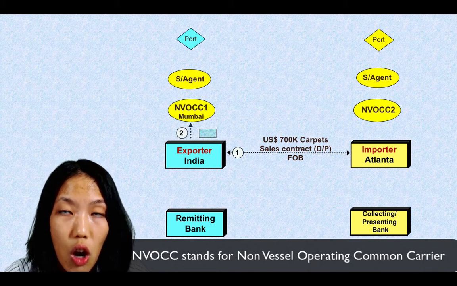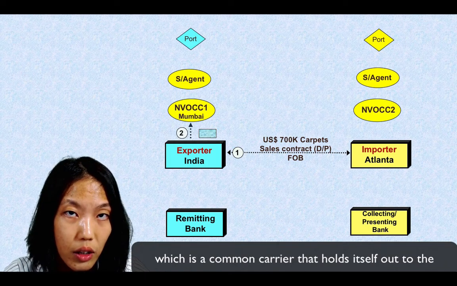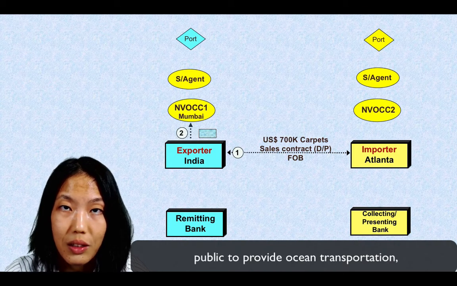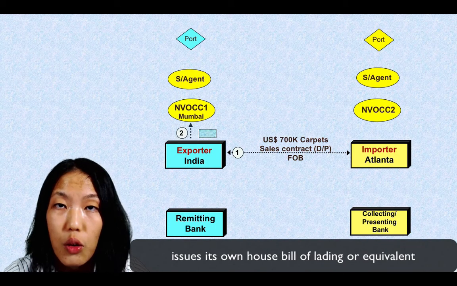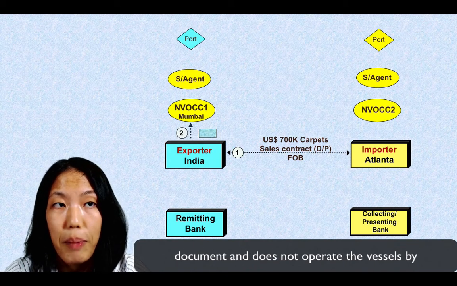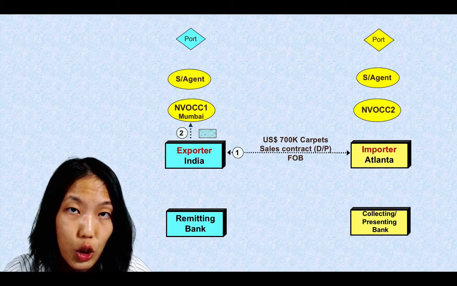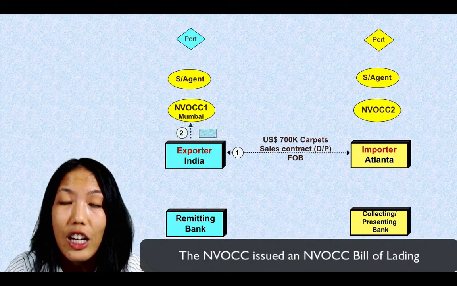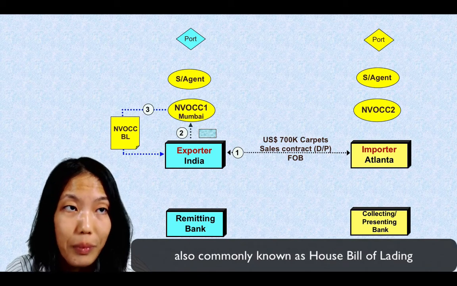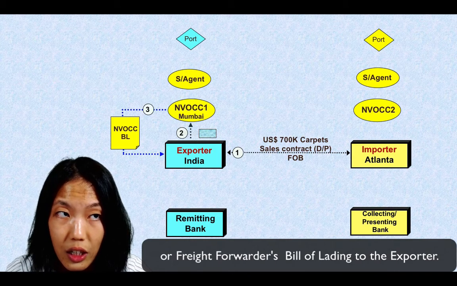NVOCC stands for Non-Vessel Operating Common Carrier, which is a common carrier that holds itself out to the public to provide ocean transportation, issues its own house bill of lading or equivalent document, and does not operate the vessel by which ocean transportation is provided. After the exporter transferred the goods to NVOCC-1, it issued an NVOCC bill of lading, also commonly known as the house bill of lading or freight forwarder's bill of lading, to the exporter.